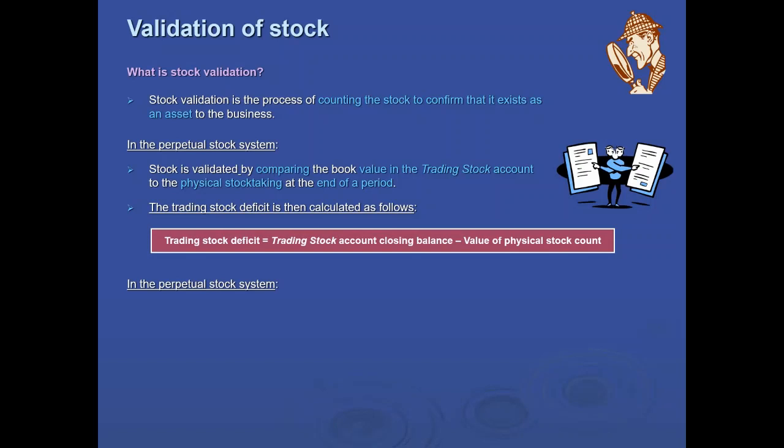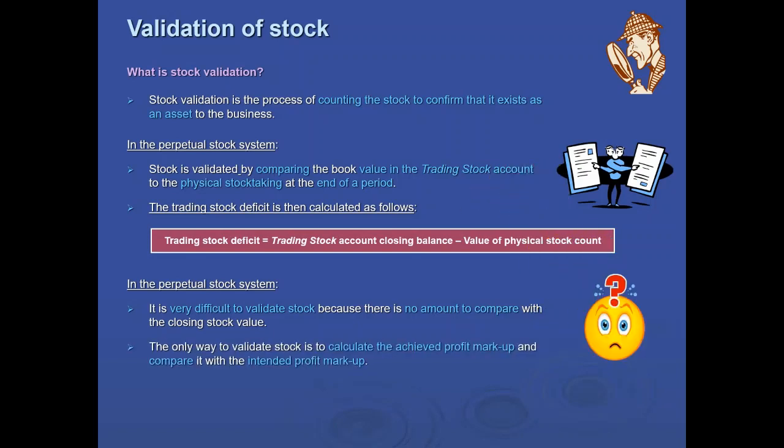In the perpetual stock system, it is very difficult to validate stock because there is no amount to compare with the closing stock value, as we only know the value once we do the stock taking. The only way that we can validate the stock is to calculate the profit markup that we actually achieve and compare it with the intended profit markup. This is a process we will look into later.